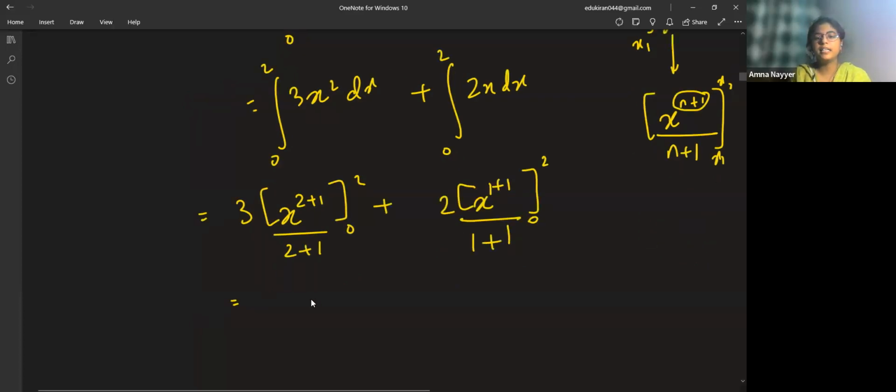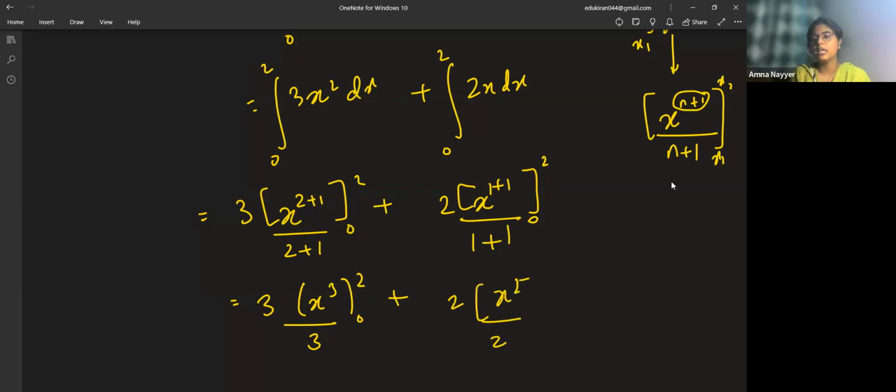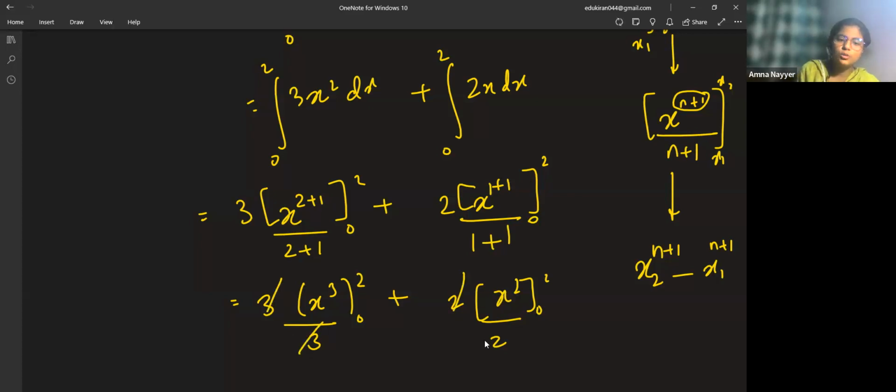So this is 3 into x to the power 3 by 3 from 0 to 2, plus 2x square by 2 from 0 to 2. After this, you substitute x2 with the same power n plus 1, minus x1 to the power n plus 1, with the denominator. This is how you have to substitute. The best thing here is that the 3s get cancelled and the 2s get cancelled, so you are just left with x cube.